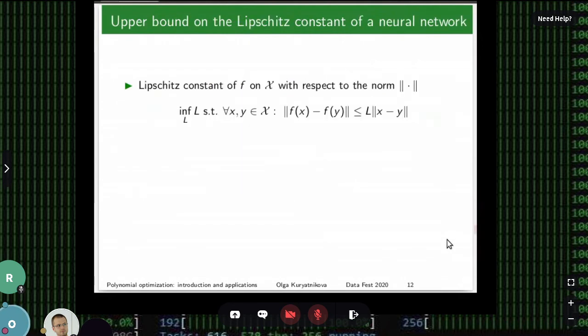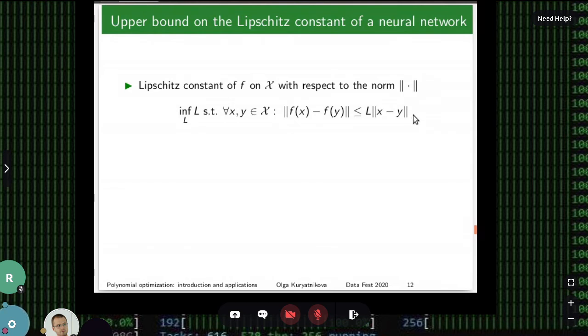And now our second case will be less straightforward in terms of applying SOS, but still pretty intuitive. In this case, we will talk about a Lipschitz constant of the neural network. As a reminder, a Lipschitz constant of a function f on a given set calligraphic X with respect to the given norm is the minimum constant L such that for any x and y in our calligraphic X, the distance between f of x and f of y is not larger than L multiplied by the distance between x and y.